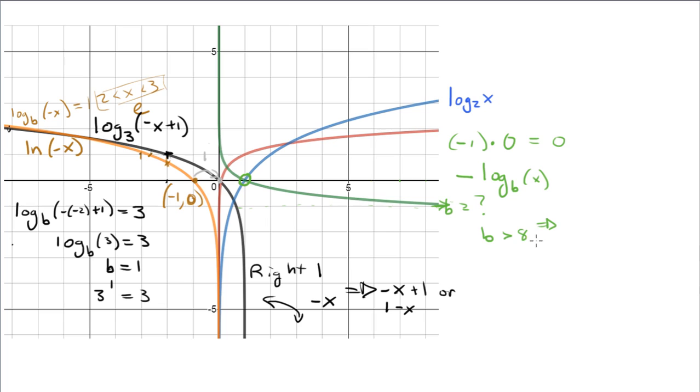So you know what's a really common base that's greater than 8? 10. And so my guess would be that this green line right here would be negative log x. Pretty good guess.